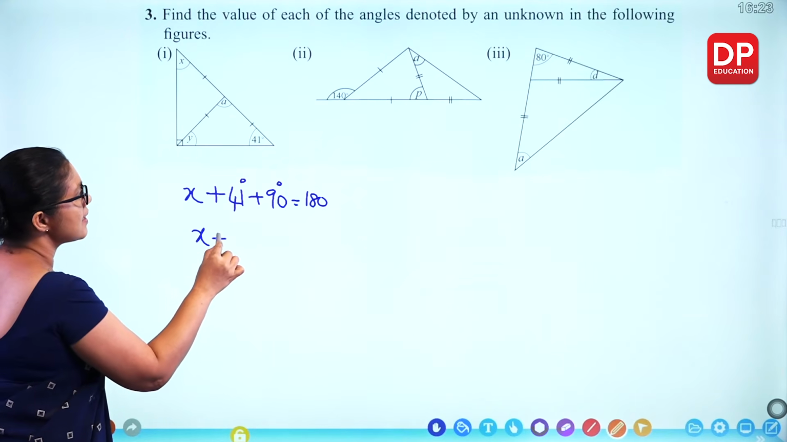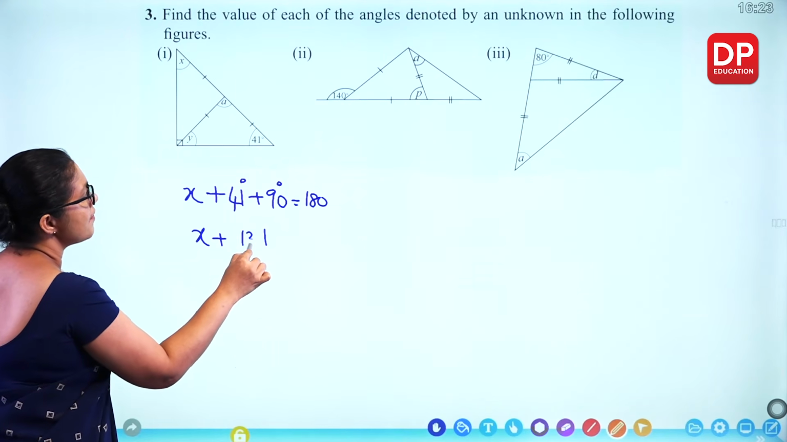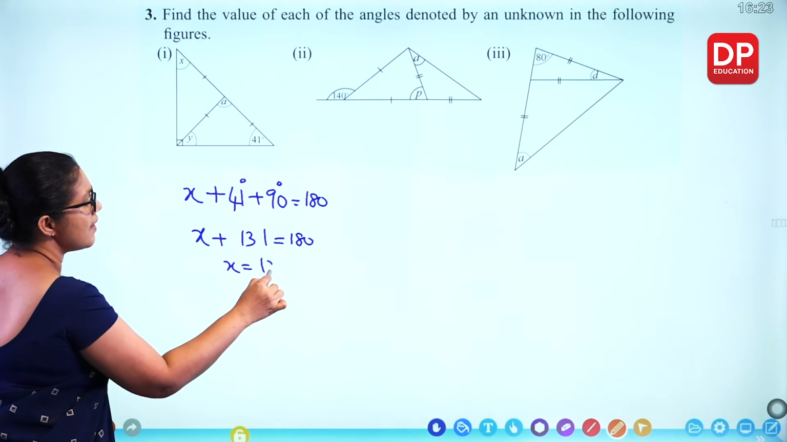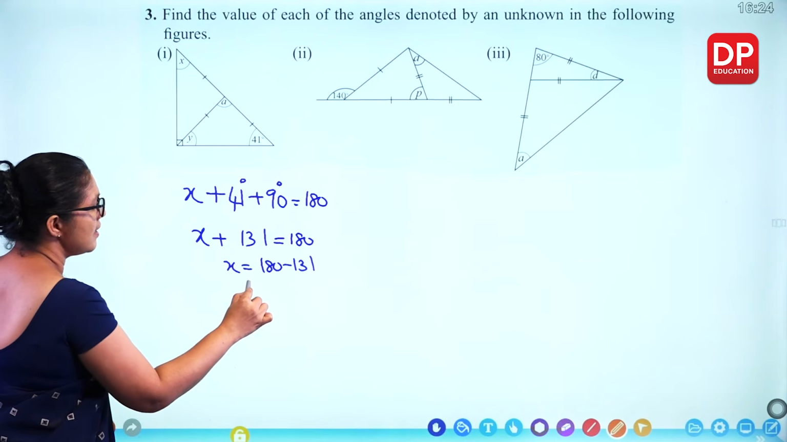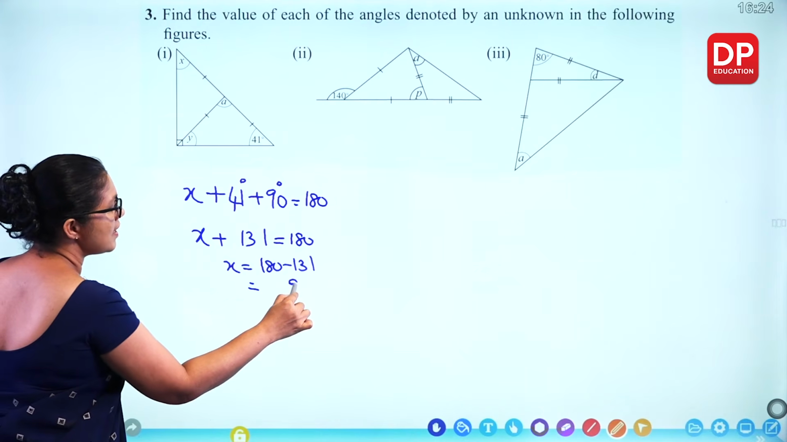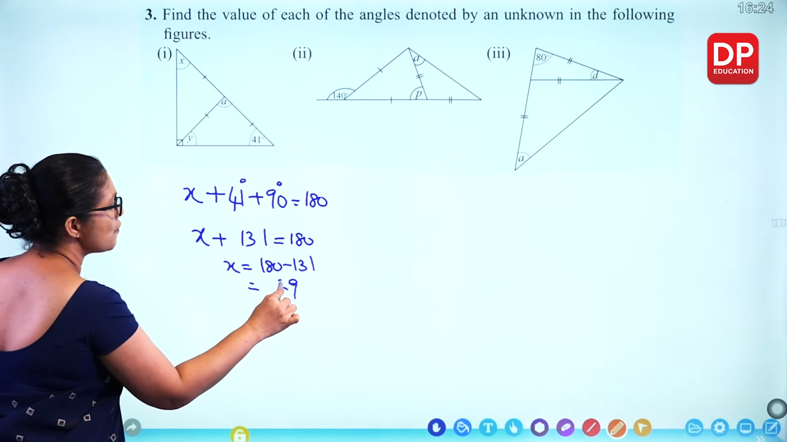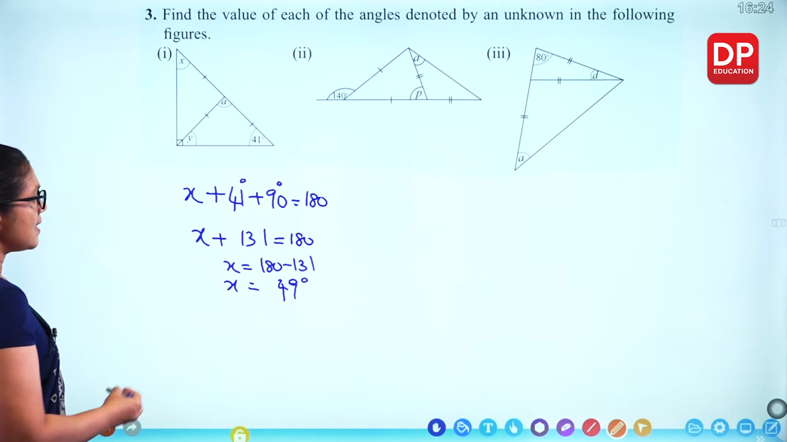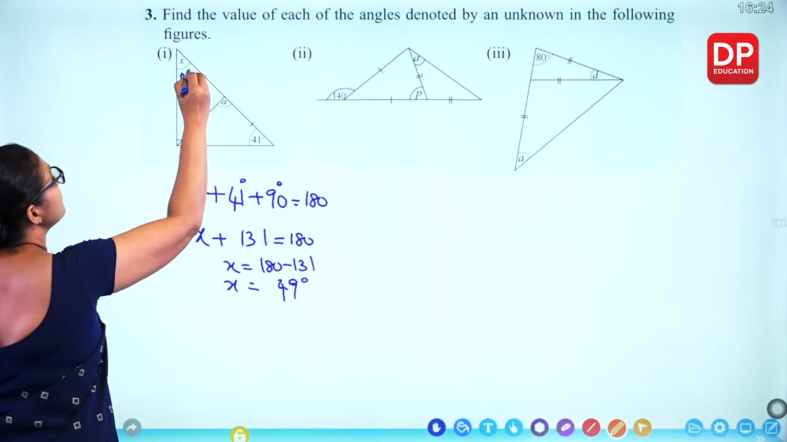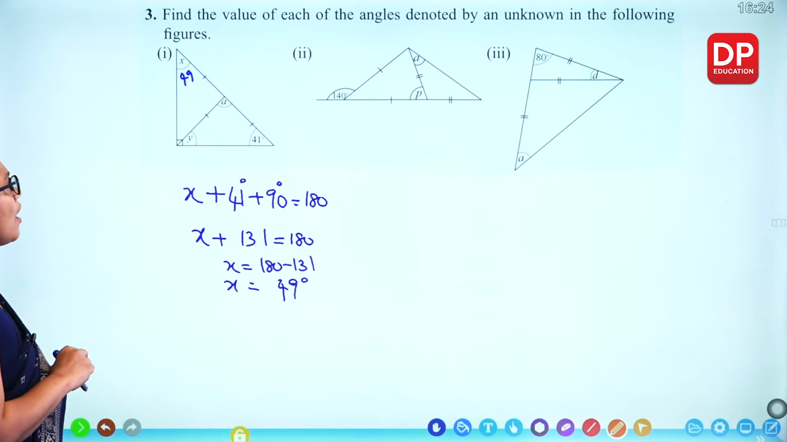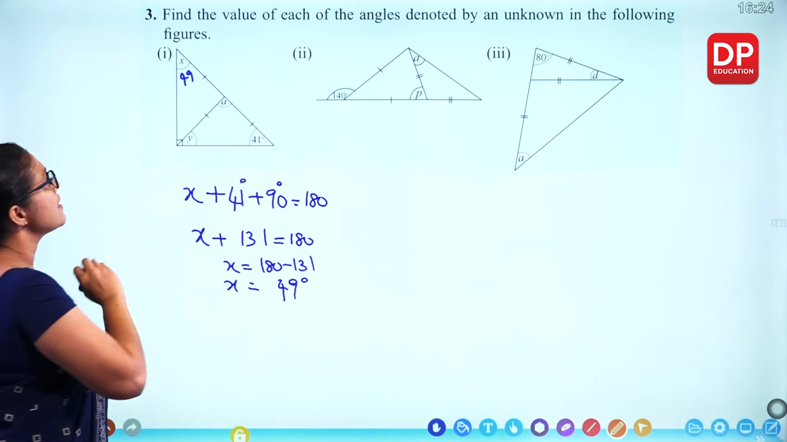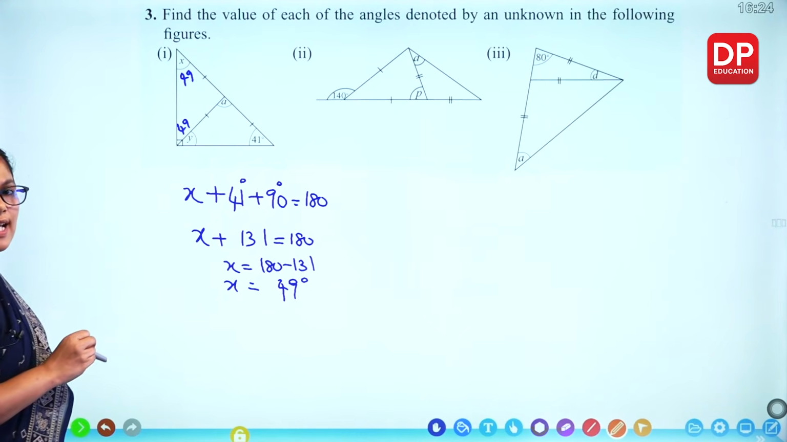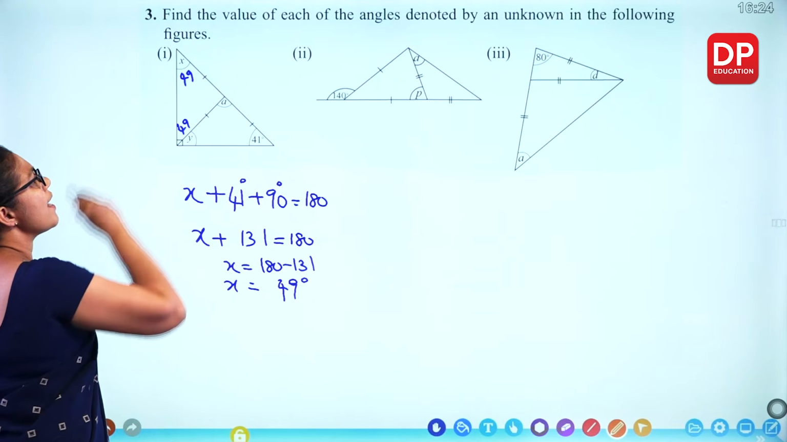So x plus what you get here, 131, is equal to 180. x equals 180 minus 131. So subtract: 10 minus 1 is 9, 7 minus 3 is 4. So 49 degrees. Now we found x is 49. How can we find out the other two letters? Now if this is 49, we can see this is also 49 because this is an isosceles triangle.